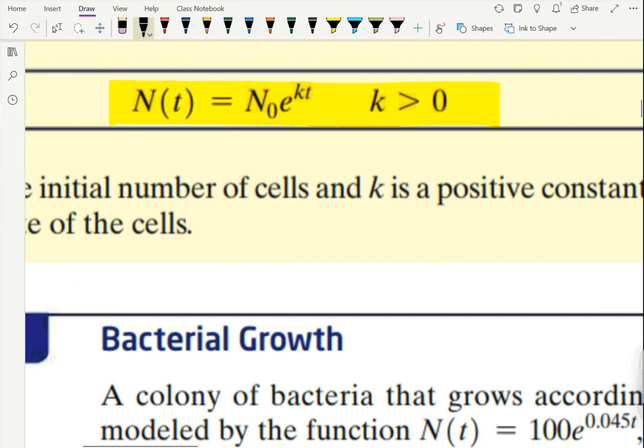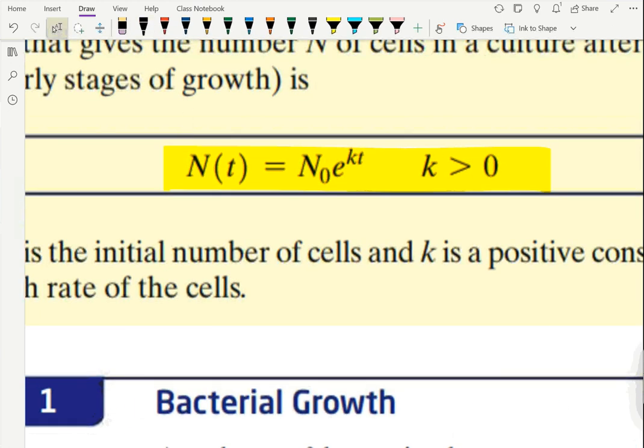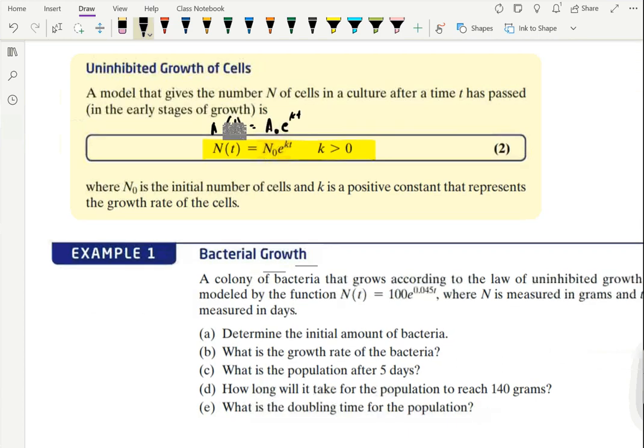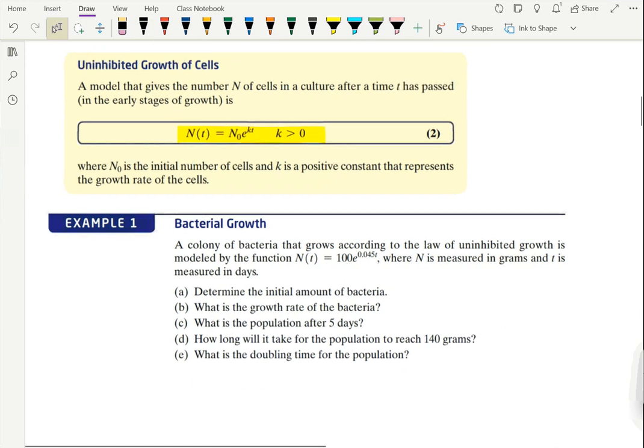Again, this is pretty much identical to what we just saw, where we had A of t equals A sub 0 e to the kt. So all we're doing is shifting and adjusting some of these letters to make sense for our context. Previously A was the amount. Now we're saying N instead of A, N for number. Once we have this down for one scenario, all the other scenarios follow suit.